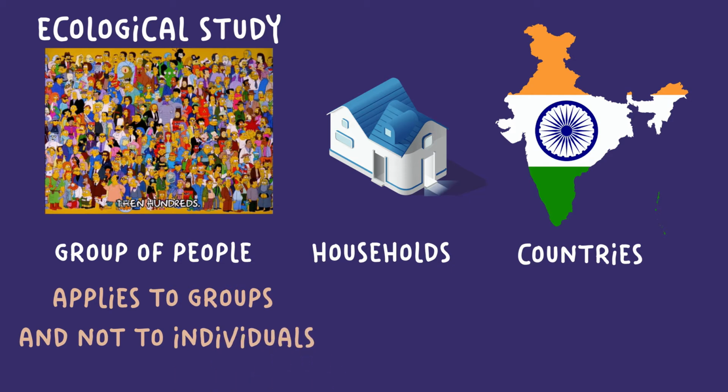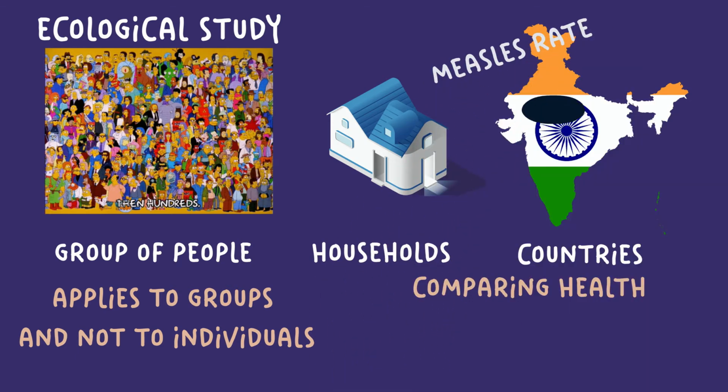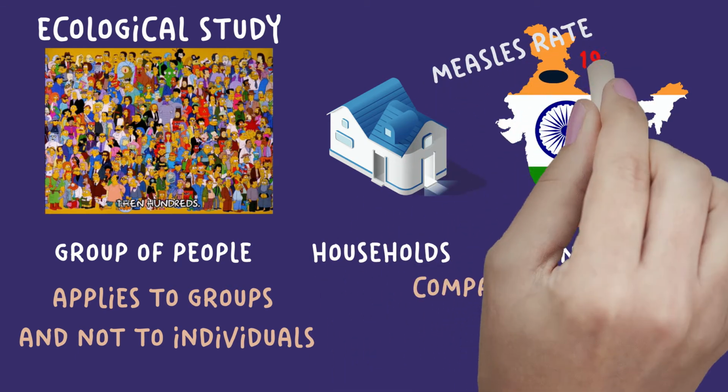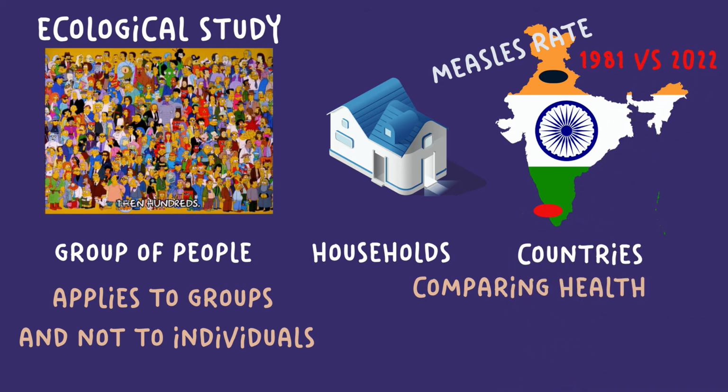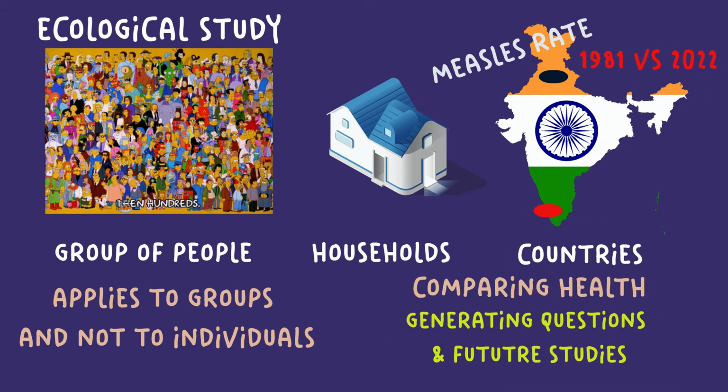Ecological studies are useful for comparing the health of populations in different places, such as measles rate in New Delhi and Kerala, or at different times. They are also useful for generating questions and highlighting issues that can lend themselves to future investigation or studies.